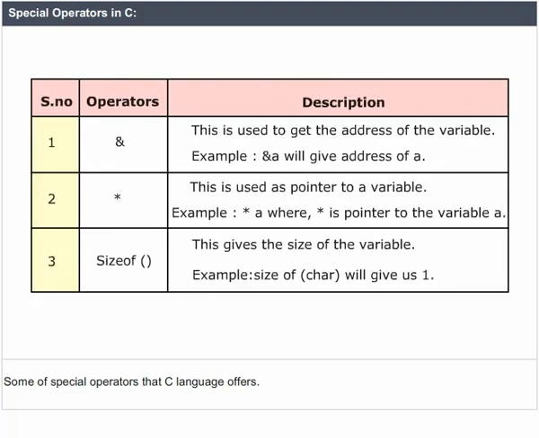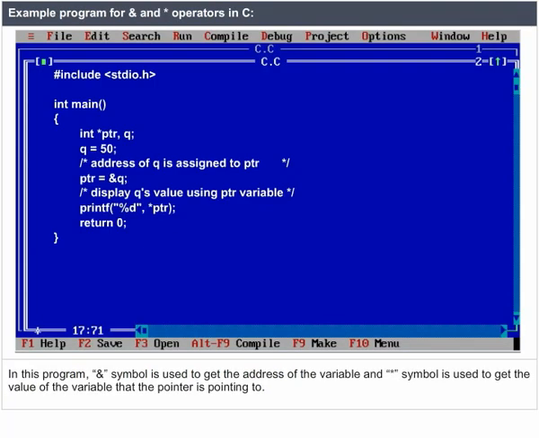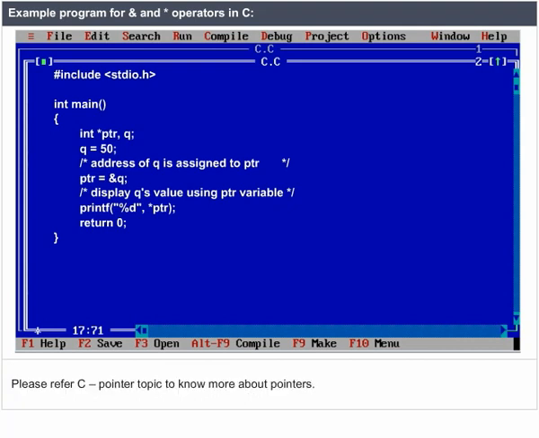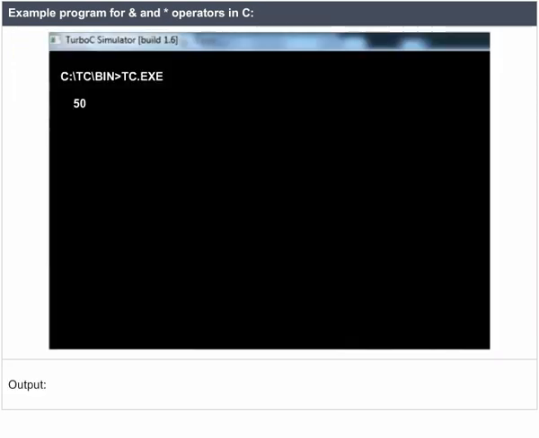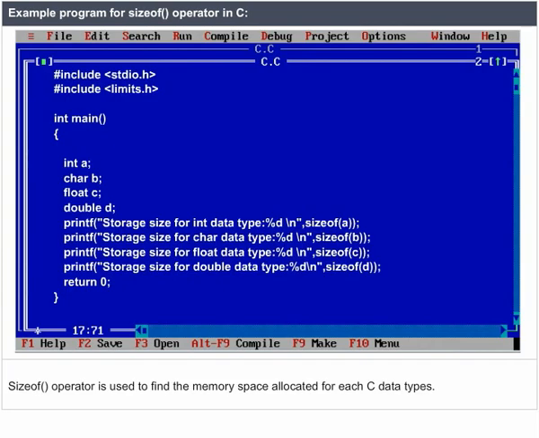Special operators in C. Some of the special operators that C language offers. Example program for & and * operators in C. In this program, the & symbol is used to get the address of the variable and the asterisk symbol is used to get the value of the variable that the pointer is pointing to. Please refer to the C pointer topic to know more about pointers. Output 50.